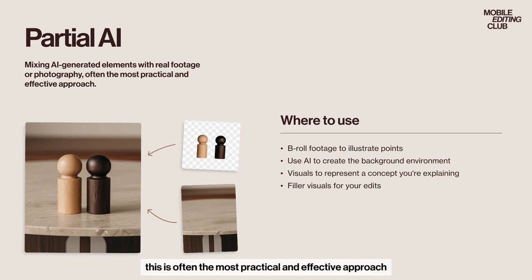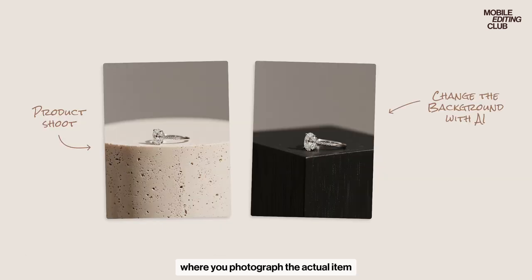This is often the most practical and effective approach for most brands. For example, you might film yourself talking to the camera. That's real footage, but instead of shooting or buying B-roll, you generate specific AI visuals that match your narrative. That's partial AI. Or take a product shoot where you photograph the actual item, but use AI to generate the background. This gives you the authenticity of your real product with the creative flexibility of AI.